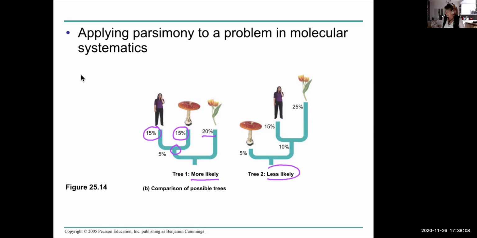This arrangement is less likely. It's more complicated. We're looking at the distance of the flower, and it doesn't make as much sense. So all we're trying to do is make the simplest relationships.